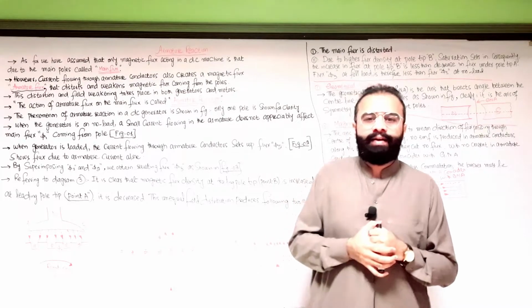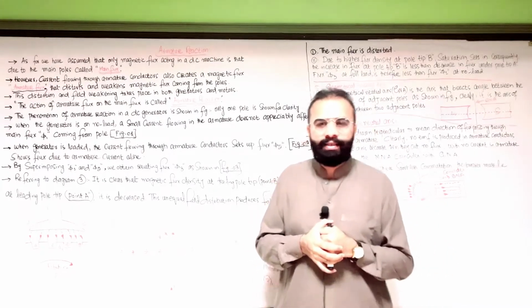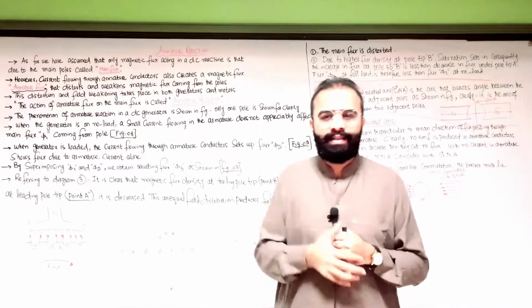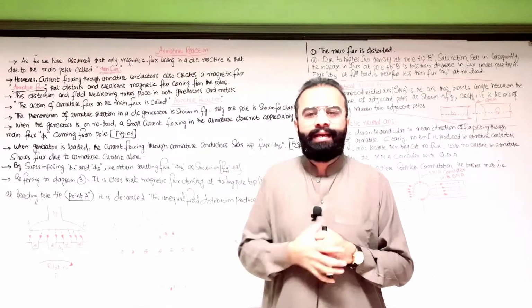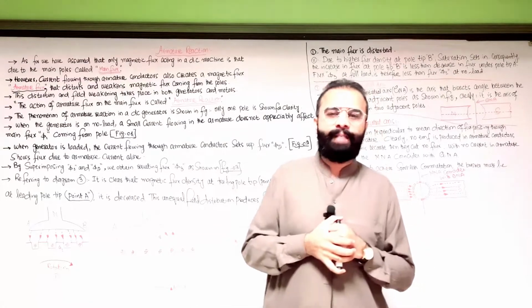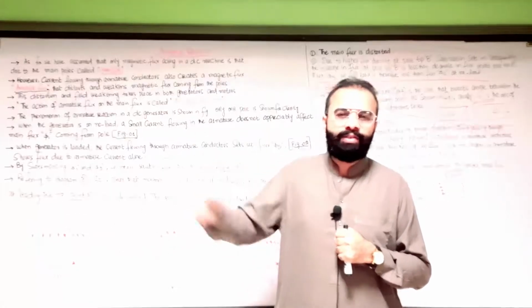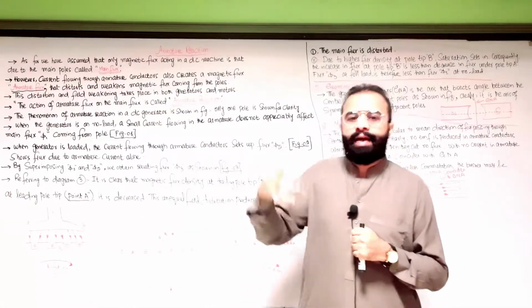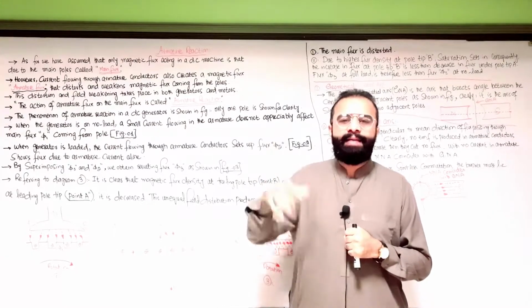Already we know that there are two windings in a DC machine. One is the field winding and the second is the armature winding. The field winding is responsible for the production of the magnetic field in which the armature rotates, and in the armature conductors the working EMF is produced.